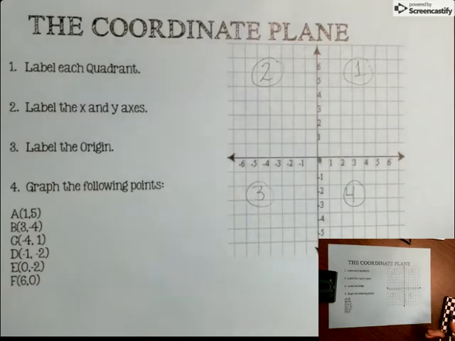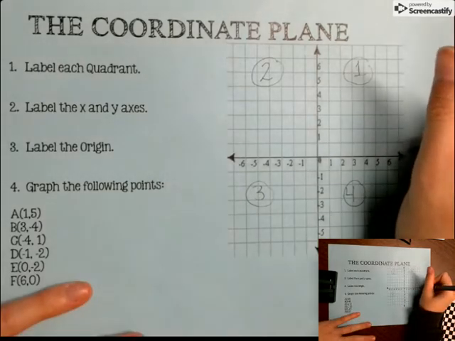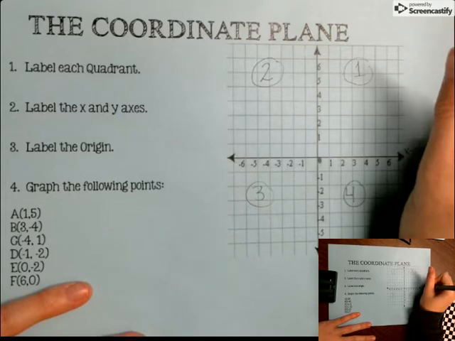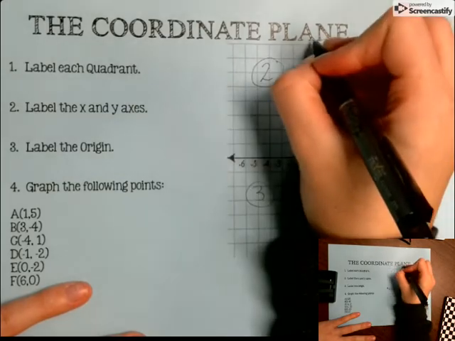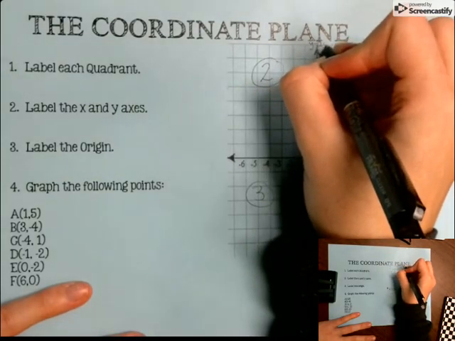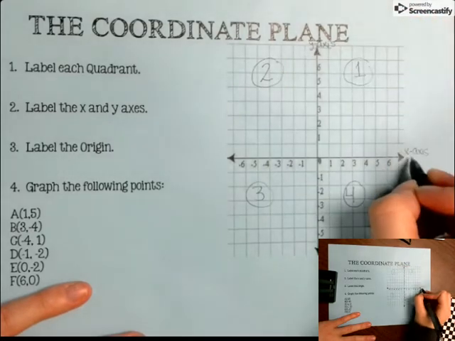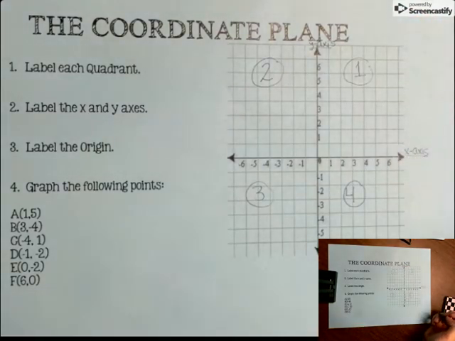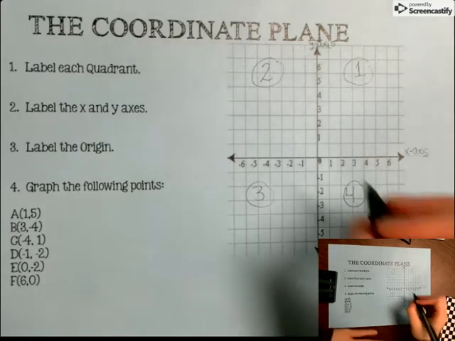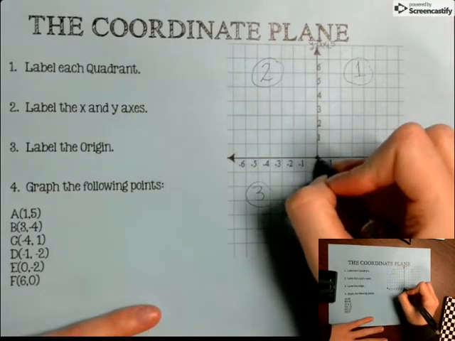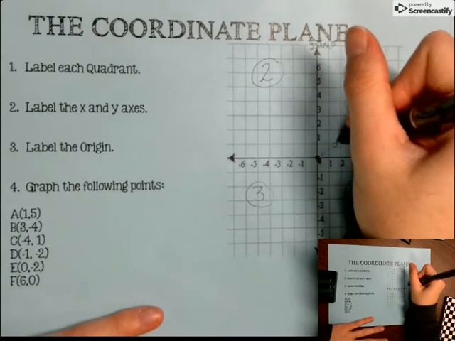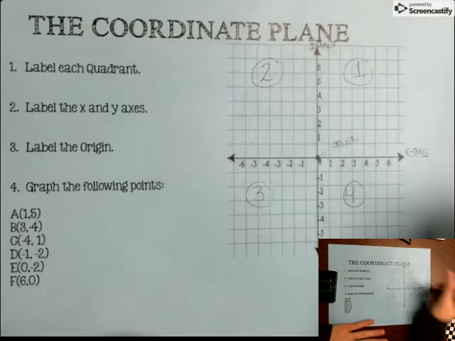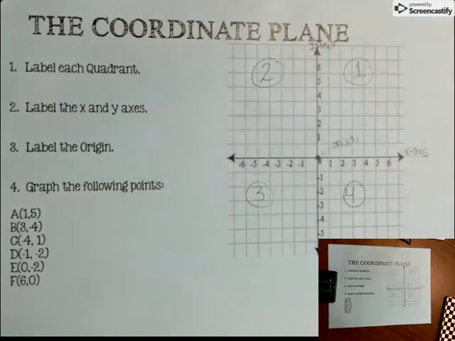The x-axis and the y-axis. So this right here is the x-axis, and this is the y-axis. X-axis, y-axis. Right here, the starting point, we call that the origin. We call that the origin. Okay?